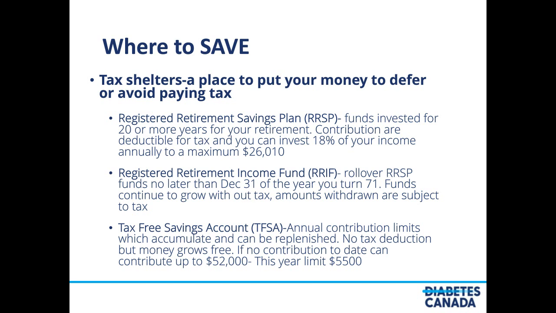So what can you put aside? 18% of your earned income annually can go into your registered retirement savings plan, to a maximum for 2017 of $26,010. The contributions that you make into your RRSP are tax deductible, reducing your net income that's subject to tax.